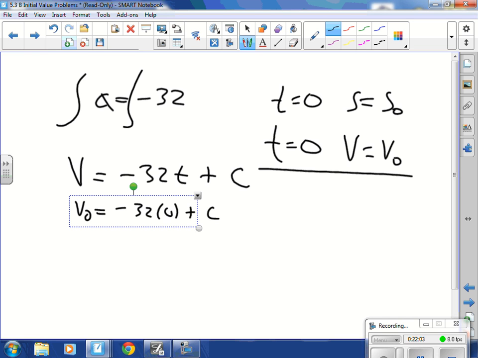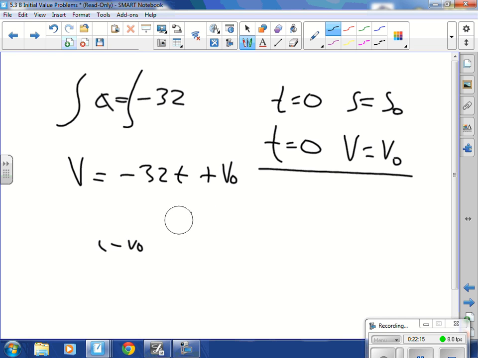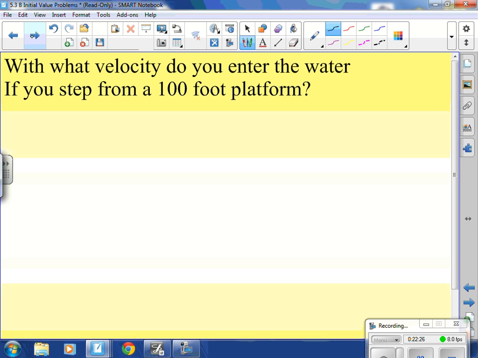What does c turn out to be in this case? C turns out to equal V0, so we change this to V0, the initial velocity, and then we repeat the process. So it's really just that simple. Yeah, they're just asking you to derive the general formula by using variables instead of numbers. Okay.